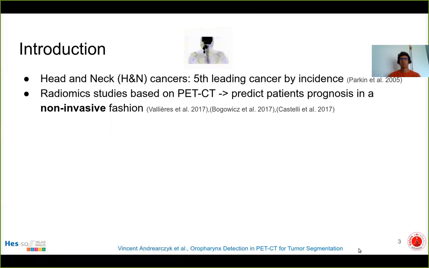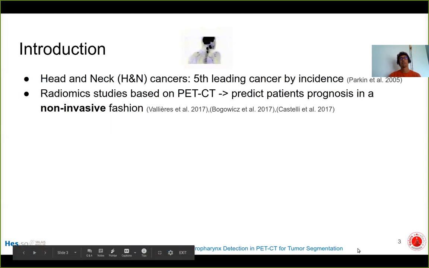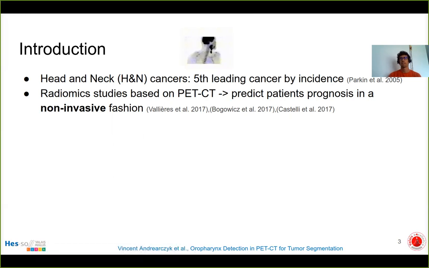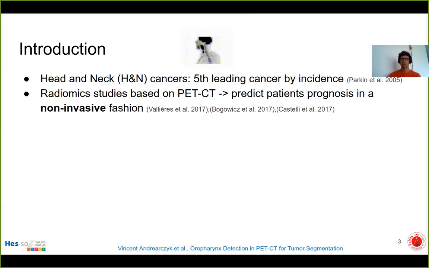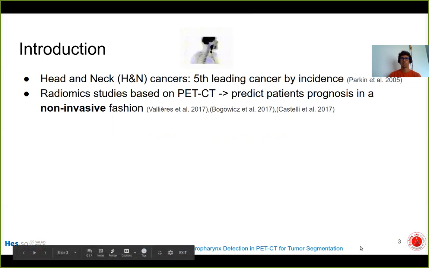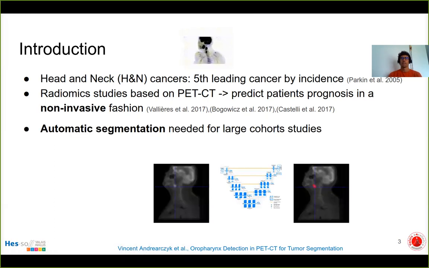In this work, we are particularly interested in head and neck cancer. It is the 5th leading cancer by incidence. Radiomics studies have been developed based on PET-CT images to predict patients' prognosis in a non-invasive fashion. However, these studies are limited by the number of available cases with manual annotations. And automatic segmentation is needed for large cohort studies and real clinical validation.